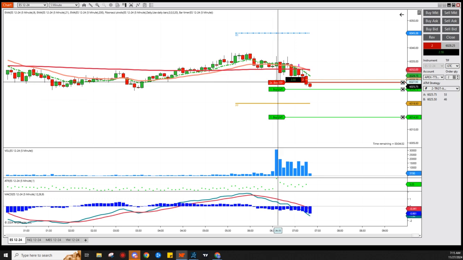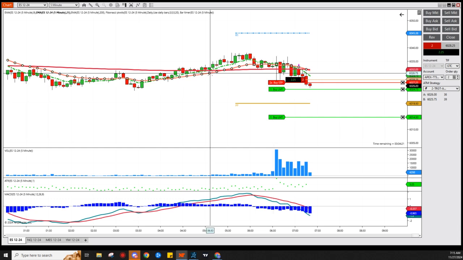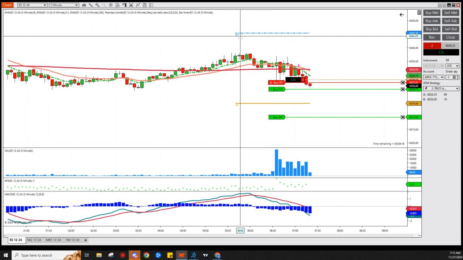There's our ES. There's our SPX. There it is. Come on. Come on now. Tesla, Netflix doing great.